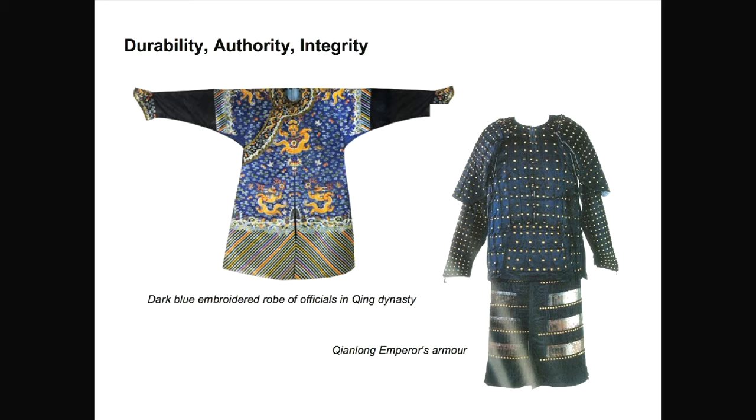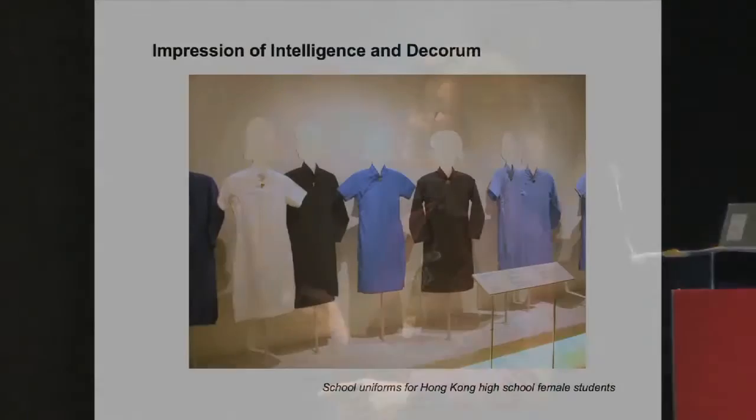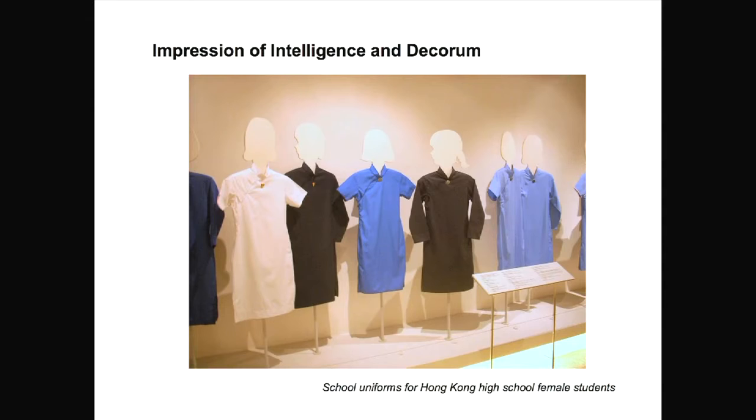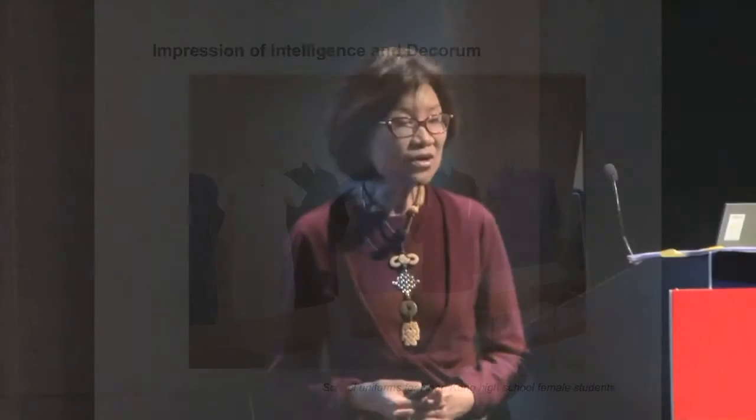Blue in this hue also means something auspicious. It means durability, it means authority and integrity. So on the right side is an imperial robe of the Emperor Tianlong. On the left side, it is his armor when he went to battle. So blue signifies intelligence and decorum. That's why blue in a lighter shade very often is used as school uniform everywhere.